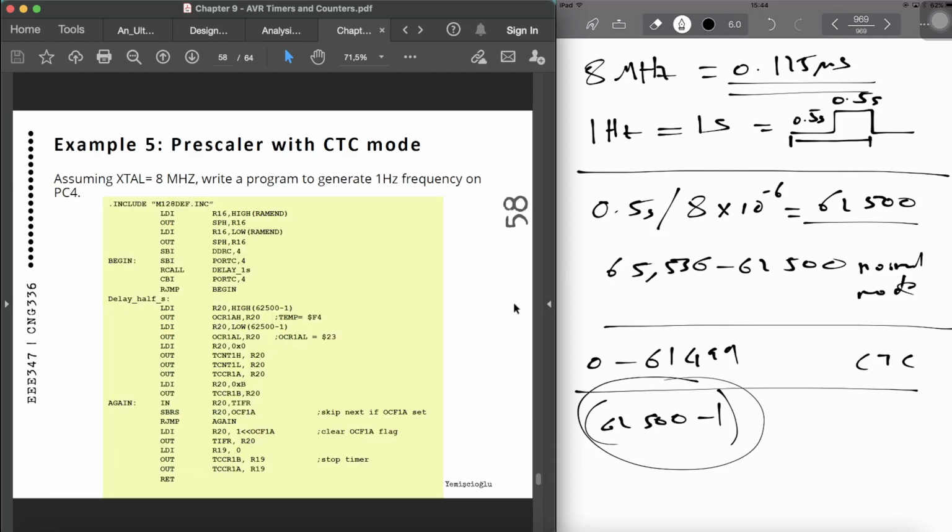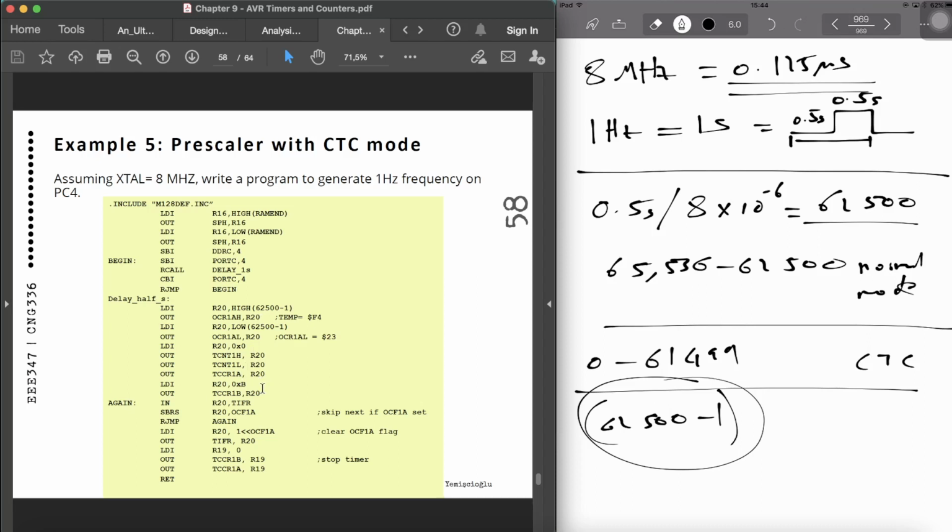So the code is similar again. We are using initialization of the stack. At this point, we have to use port C, pin 4. Then we can call delay 1 second, and 62,500 minus 1 can be used. OCR1AH and OCR1AL have to be configured, and these are loaded with F423. TCNT is 0, as we are going to start counting from 0 to this value.